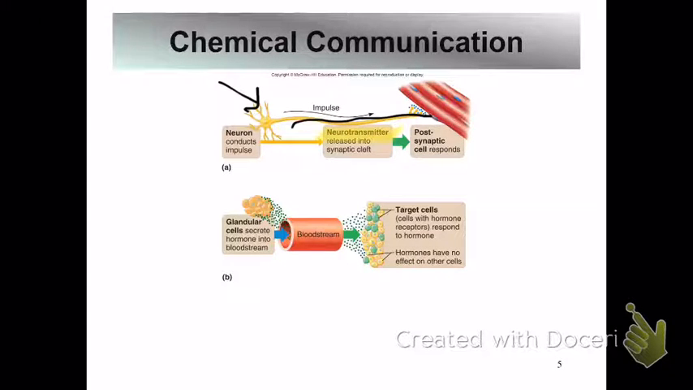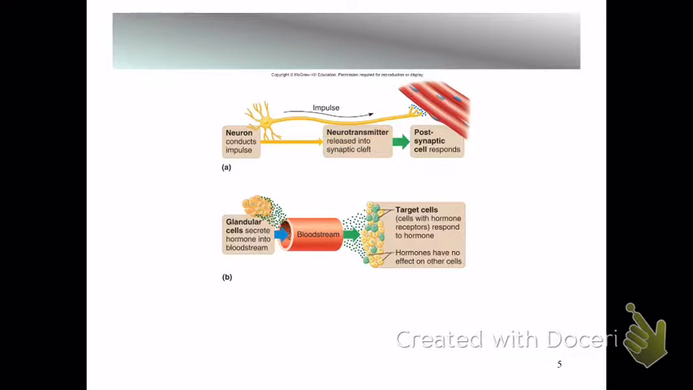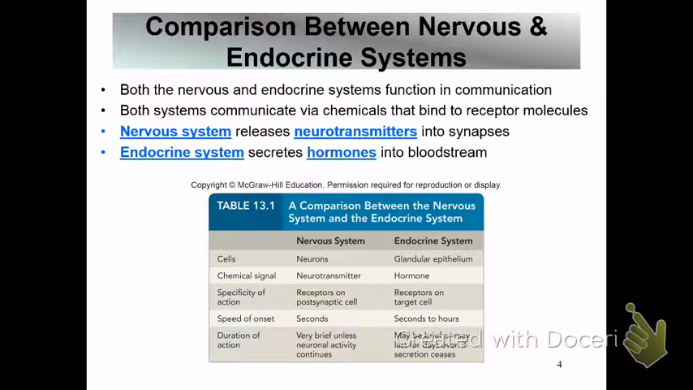The endocrine system, if you go back a slide, is going to be hormones into the bloodstream. So you want to know both of these bullets right here. Highlight both of these things. So the nervous system is neurotransmitters. The endocrine system is going to be hormones in the blood. But they're both communication. Both systems communicate with chemicals. They're just different types of chemicals.